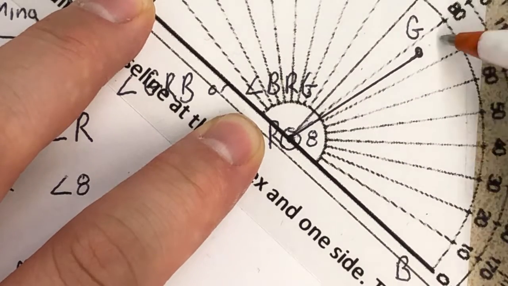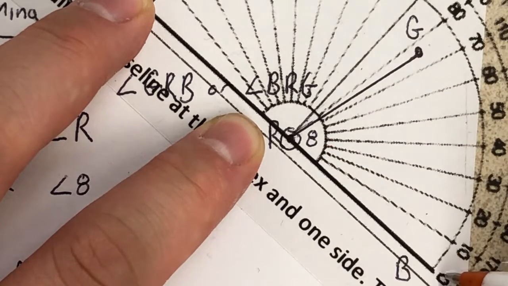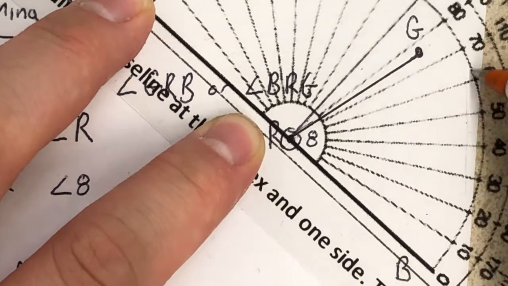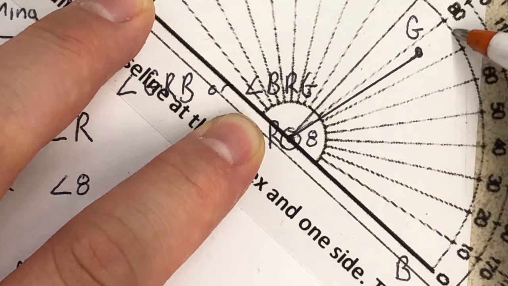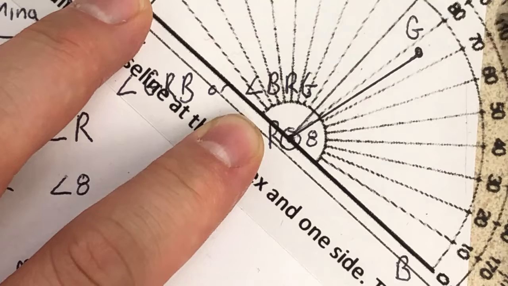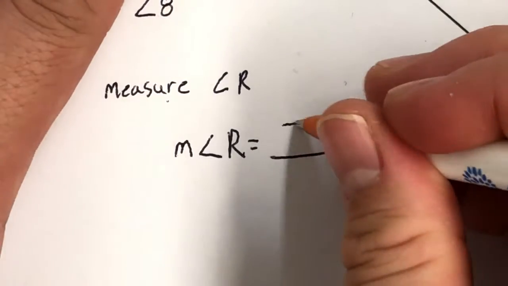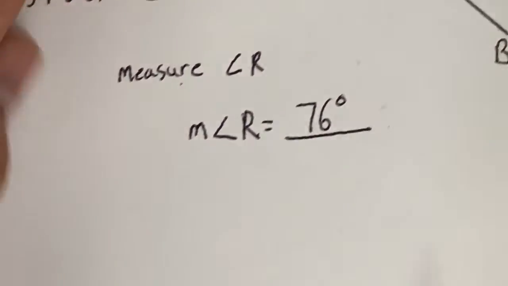And you can see that there's 2 sets of numbers. To measure this, go to the baseline and start at 0. See, this one starts at 0, this one starts at 180. So start at 0 and then go all the way to where this angle stops. So right here between 70 and 80, it looks like it's about 75, maybe a little bit more, so I'll say 76. So the measure of that angle R is 76 degrees.